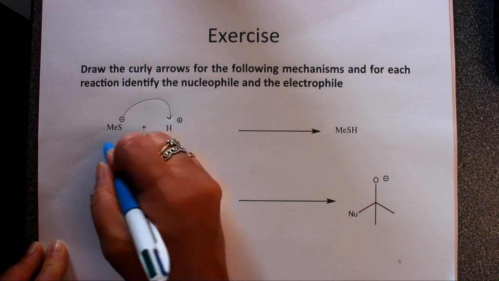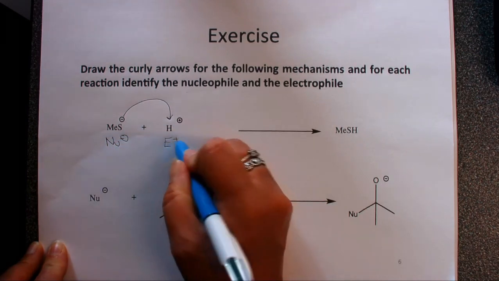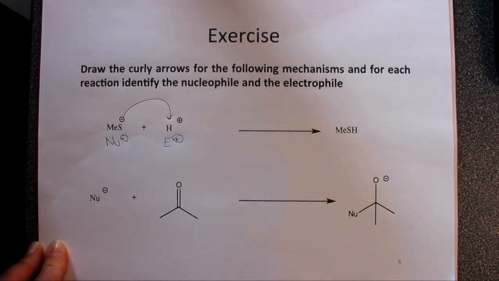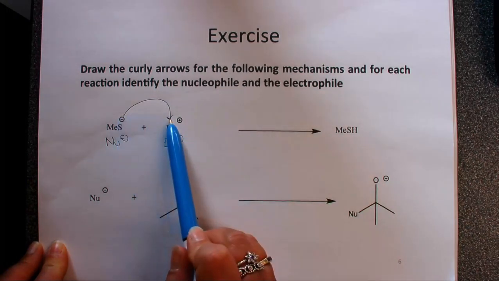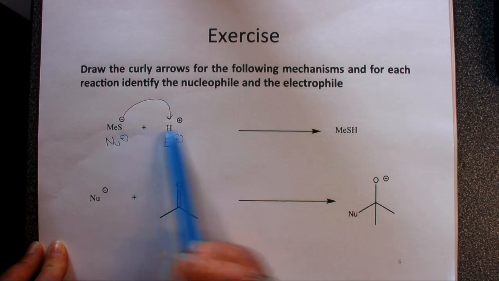So this is our nucleophile, we just call it Nu minus. This is our electrophile, we call it E plus. Arrows go from high electron density to low electron density, forming a bond between our sulfur and our hydrogen, giving us our product.